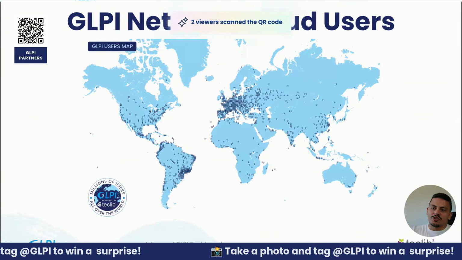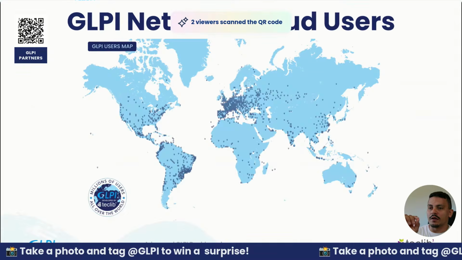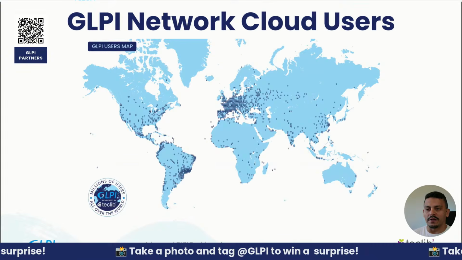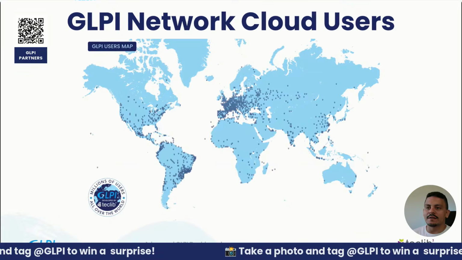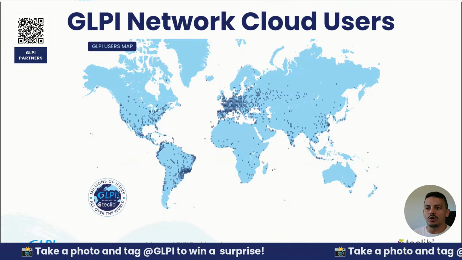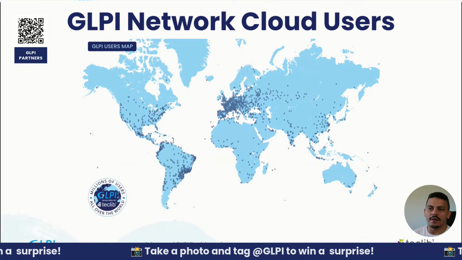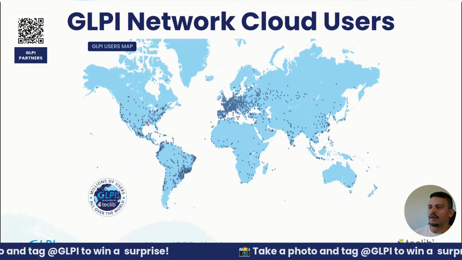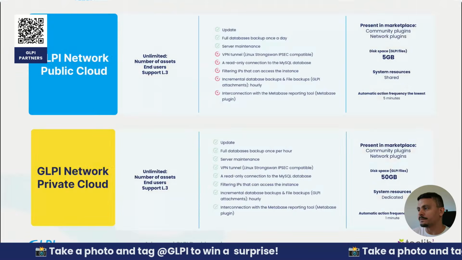GLPI network cloud users are all over the world. We have servers in Europe, in Asia, in North America, and we are spreading it out to other places as well. So you can also look onto our roadmap and make sure that you understand how GLPI is evolving. So we are going to other places because we want to be next to our clients. At the moment, we have most of our clients in Europe and in South America, but we are improving this.